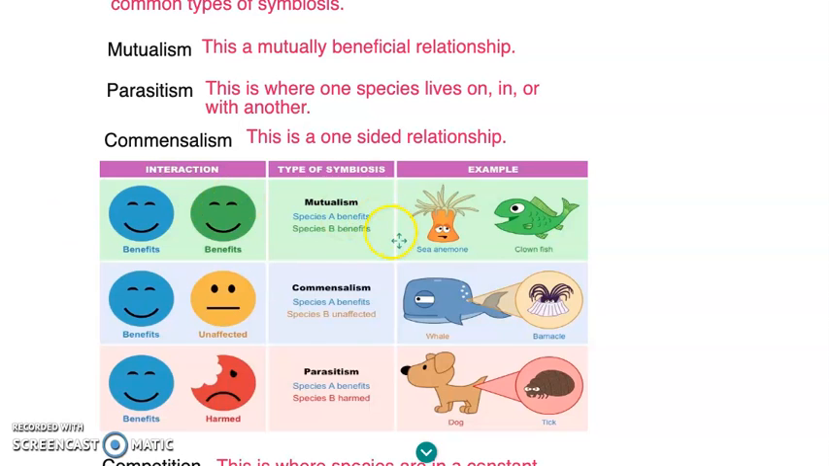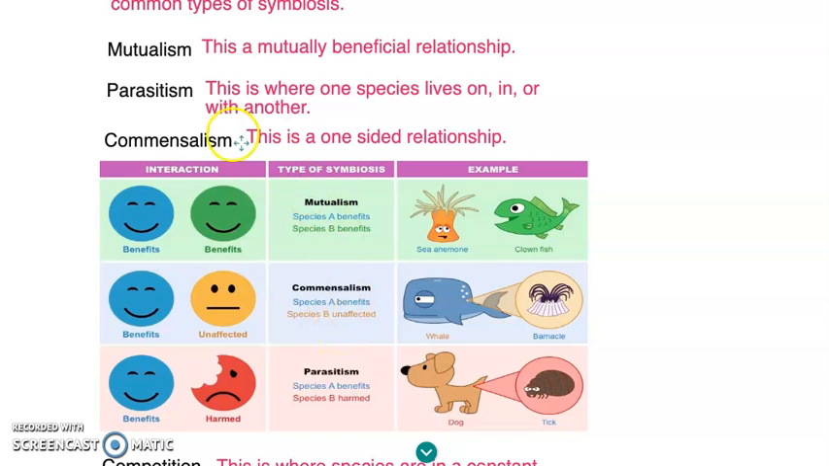So mutualism, we can see species A and species B. So they are both living together. So we have a sea anemone and a clownfish. So the clownfish helps to keep the sea anemone clean, and the sea anemone provides the clownfish with somewhere to live as well as a safe place to live.